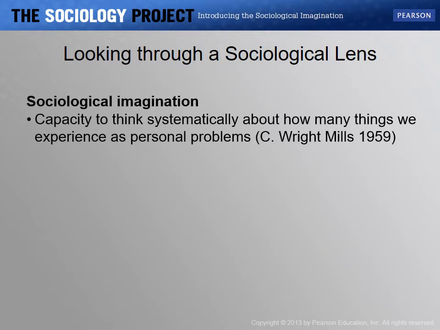Sociological imagination was a concept developed by a guy named C. Wright Mills, who was quite a maverick for his time. Basically, in a nutshell, it's the capacity to think systematically about many things we experience in our personal lives, but to think about them in different ways.